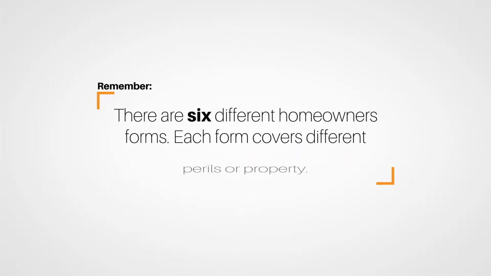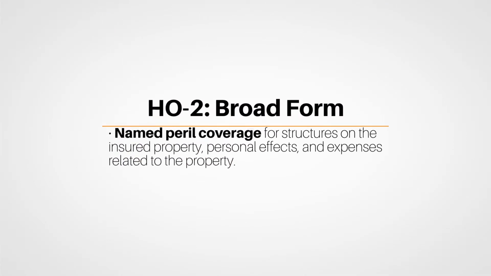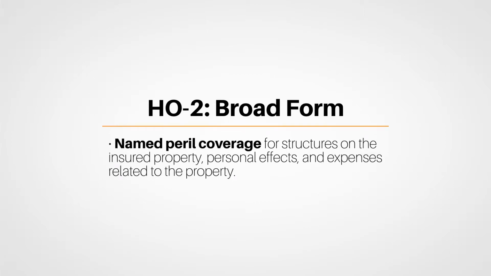Beyond this is where we begin to see variations and personalization. And this starts with the policy form. Remember, there are 6 different homeowners forms. Each form is different, covering different perils or property. The HO2 or broad form provides named peril coverage for structures on the insured property, personal effects, and expenses related to the inability to use the property.